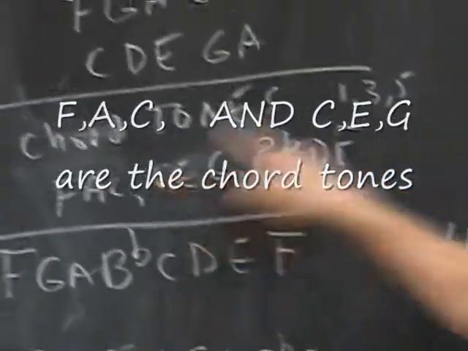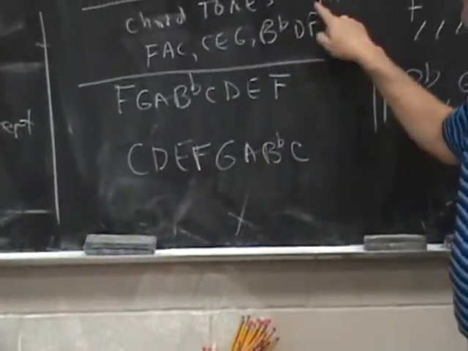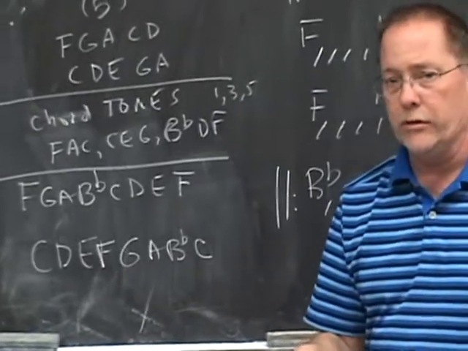If you go to the C chord up here, have the F chord, the C chord, then you go to C, E, and G, the 1, the 3, and the 5. Those are called chord tones, and those work great.